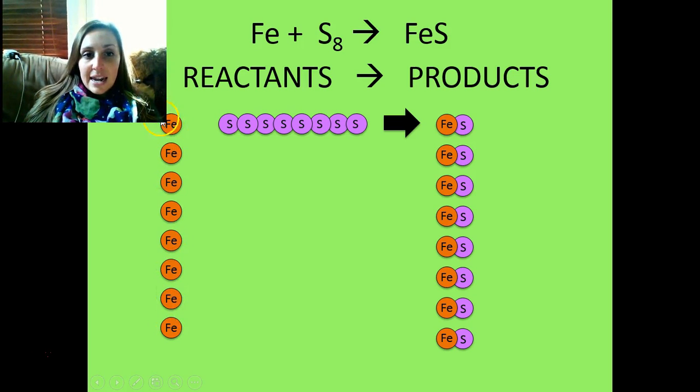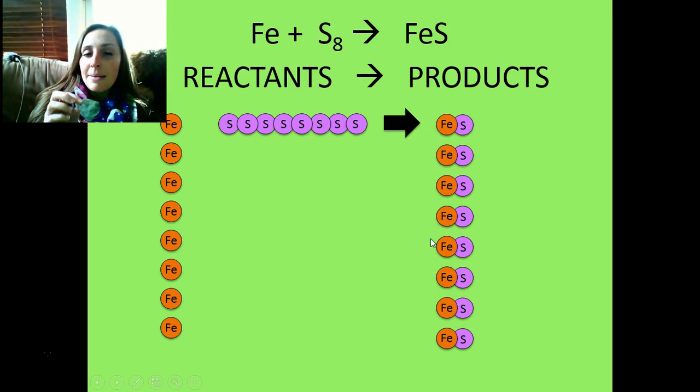I have 8 irons on the reactants, and I have 8 irons on the products. I have 8 sulfurs in the reactants. I have 8 sulfurs in the products. It won't always be the same number of atoms of all of your reactants and products, all of your elements, but this one's just an easy one to get you started. The key thing is you have to add what's in the formula up here.